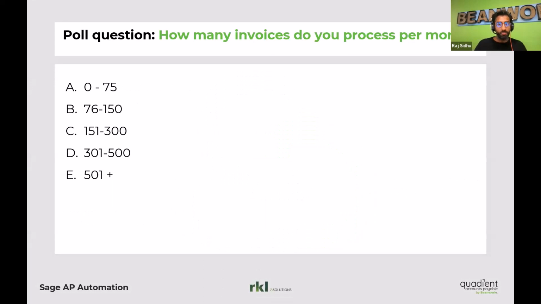Before we hop into purchase orders and expenses, or expenses and payments, I want to take this opportunity to ask a quick question. On average, how many invoices does your team process every month? 0 to 75, 75 to 150, all the way up to 500 plus. And you can post your answers in the chat here.